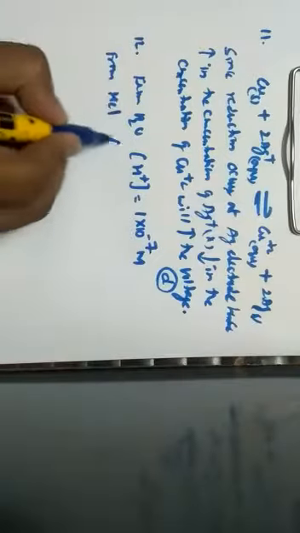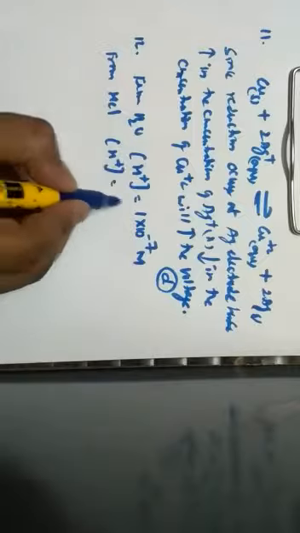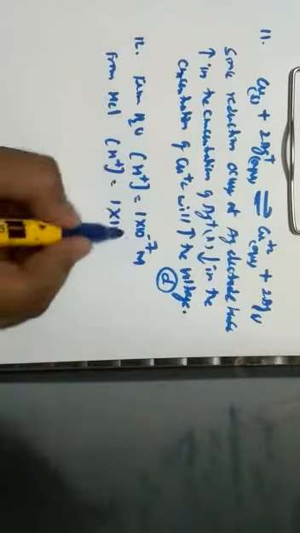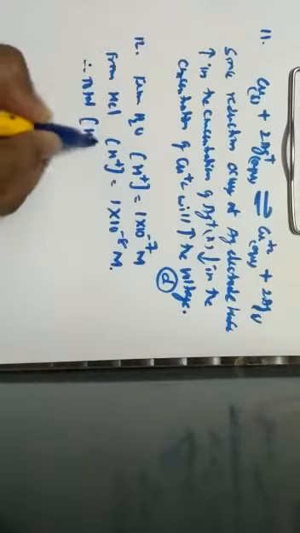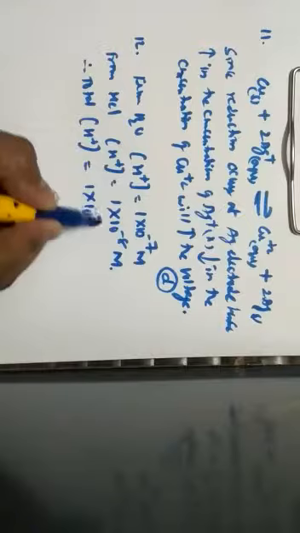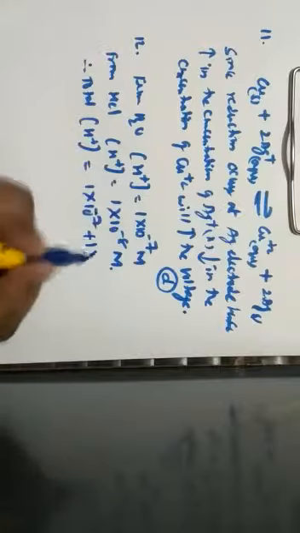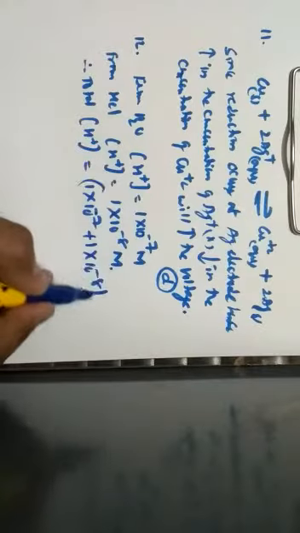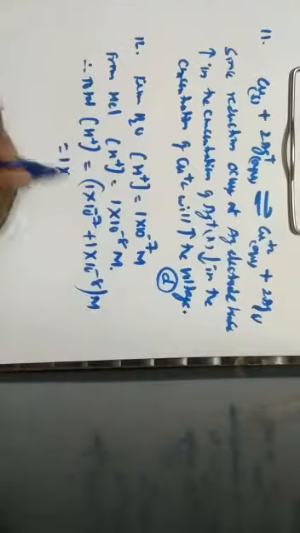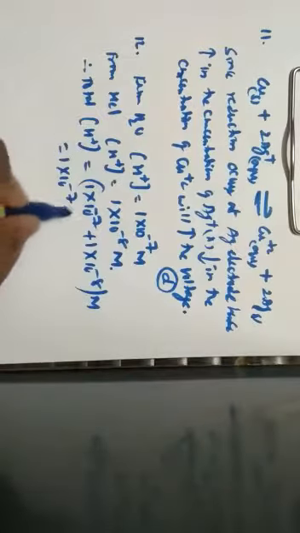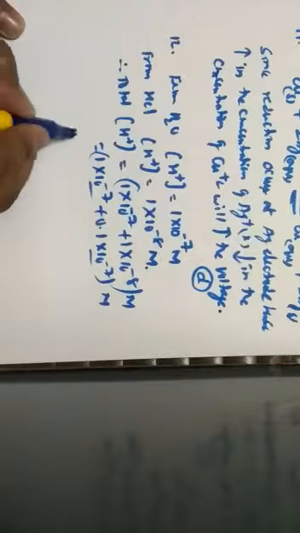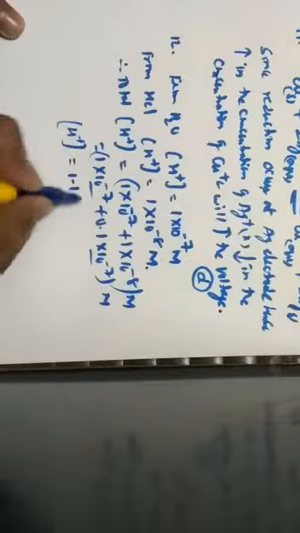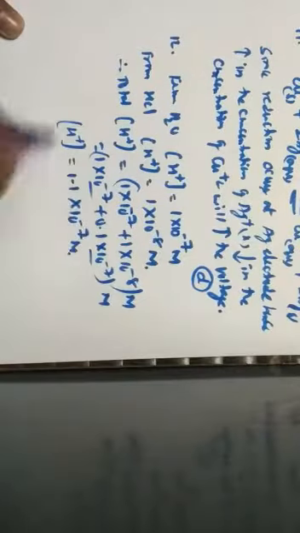From HCl, it has been given that the concentration of H+ is 10 to the power of minus 8 molar. Therefore, the total concentration of H+ ion is equal to 1 into 10 to the power of minus 7 plus 1 into 10 to the power of minus 8 molar. I can rewrite it as 1 into 10 to the power of minus 7 molar plus 0.1 into 10 to the power of minus 7 molar, meaning I have equated the powers, so the concentration of H+ ion is 1.1 into 10 to the power of minus 7 molar.